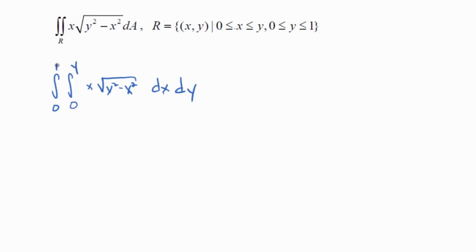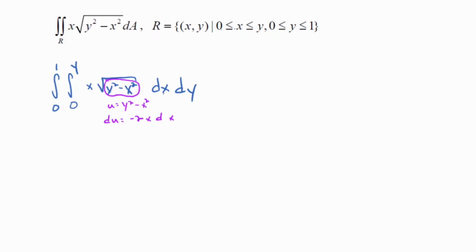All right, so if we want to integrate this, and you thought in terms of u substitution, what would u be equal to? y squared minus x squared. That's your u, and then what would du be equal to? Negative 2x dx.